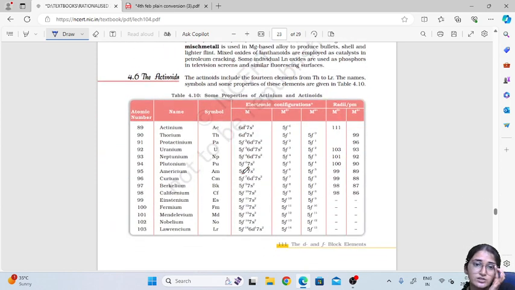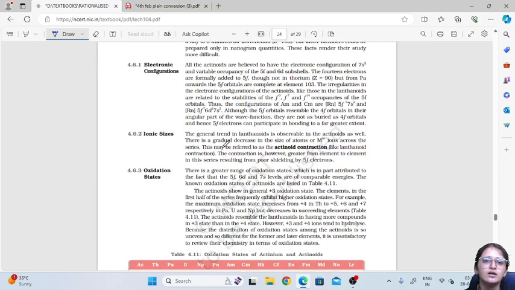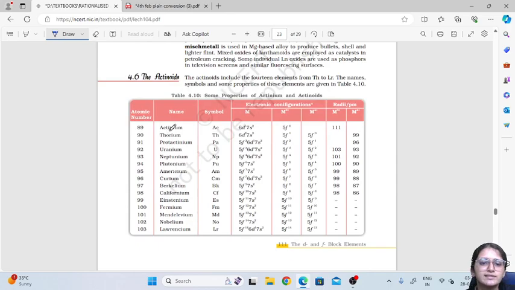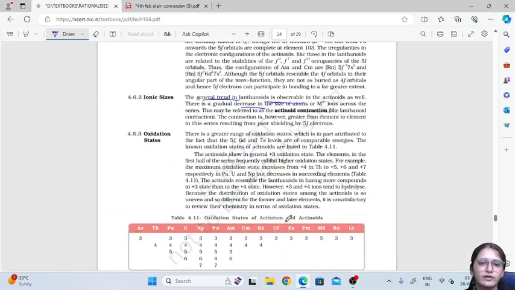Then actinoids are also the same thing. The configuration involves the f orbital, and here we see actinoid contraction. Actinoid contraction is the same as lanthanoid contraction, that is, a gradual decrease in the radius from the element actinium to lawrencium. This is actinoid contraction.